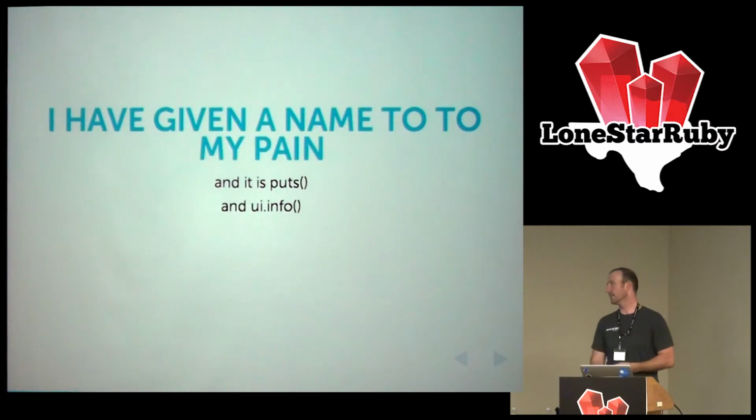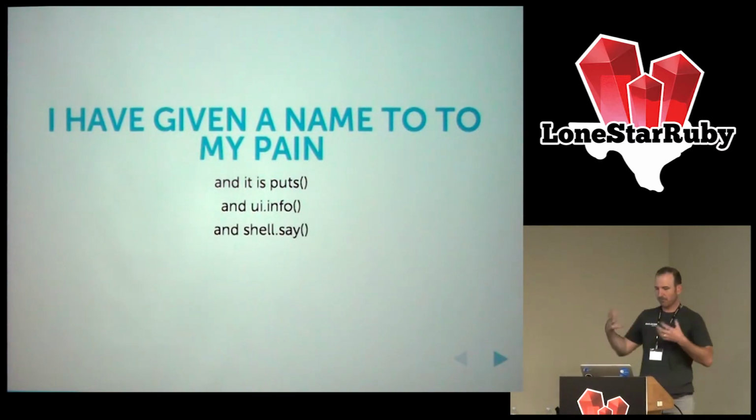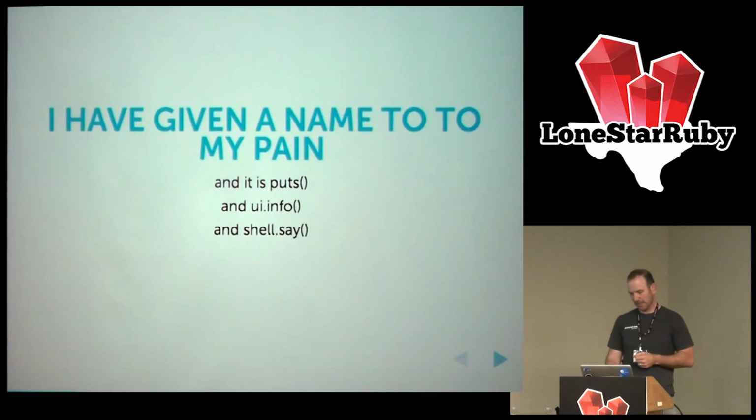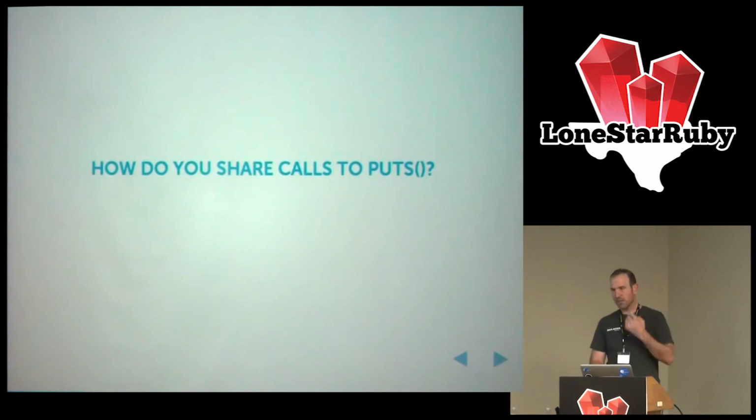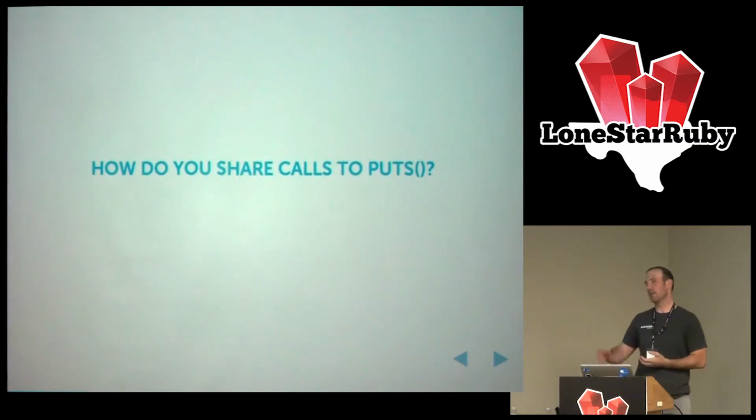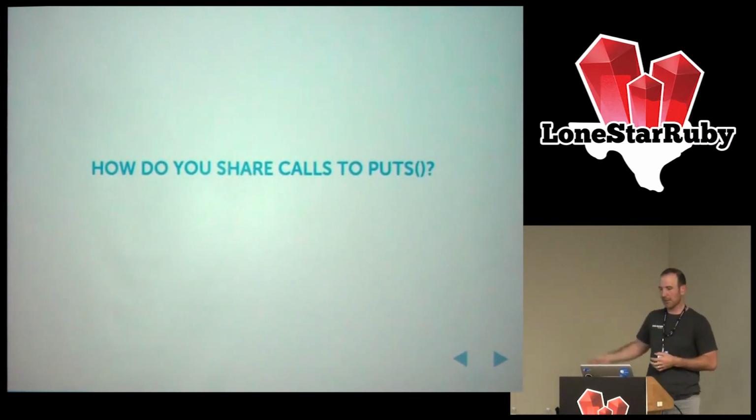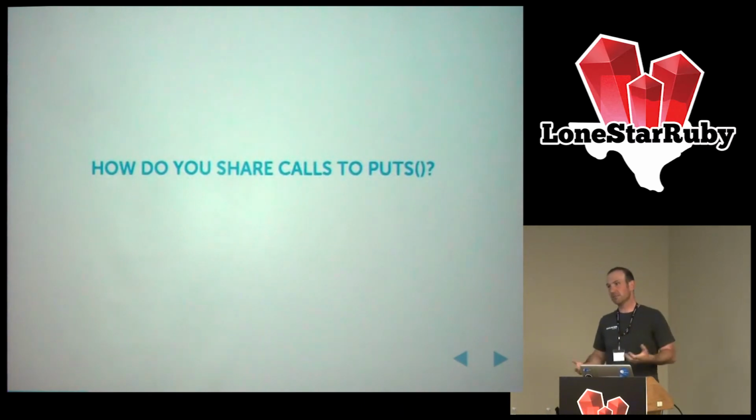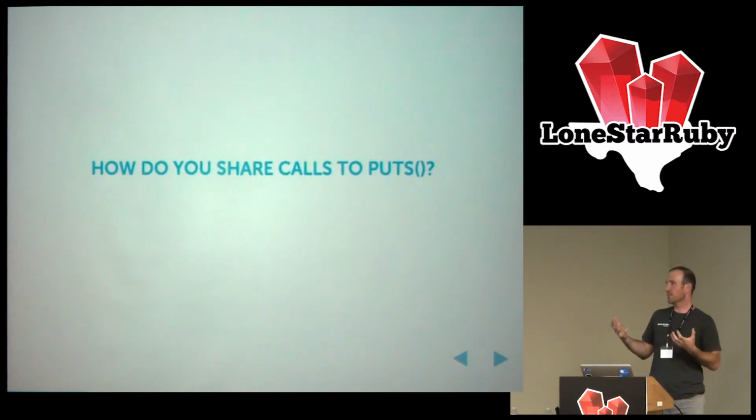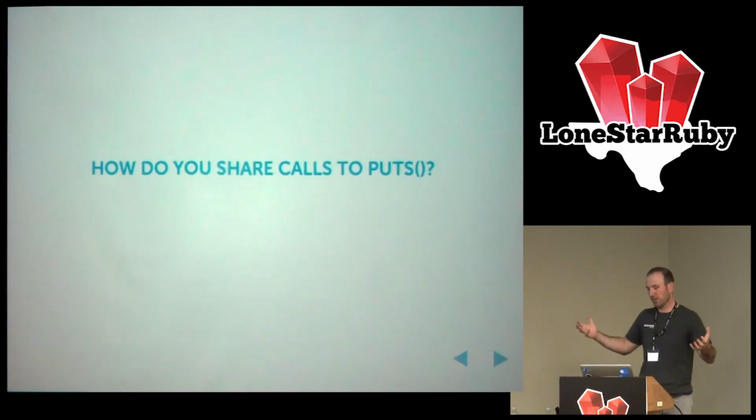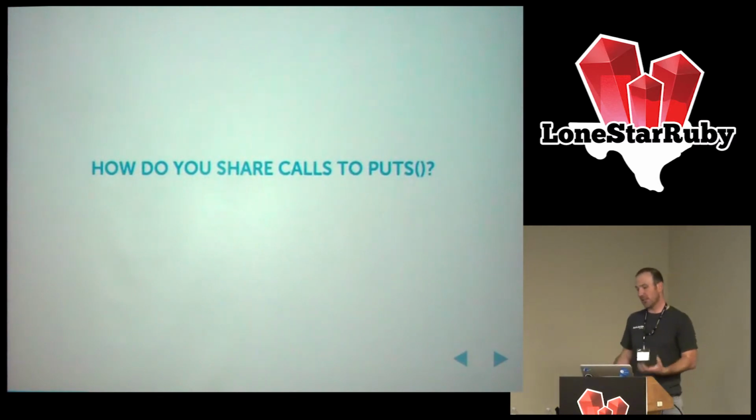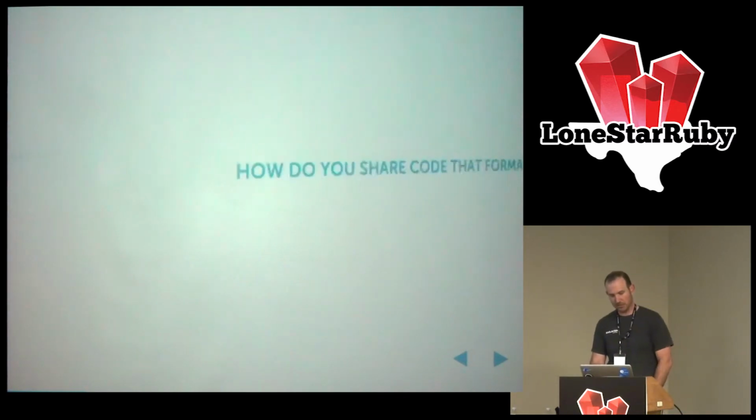You see this a lot. These are just all other realizations of the same basic anti-pattern. So how do you share calls to puts? And by puts, I mean standard out. And the thing is, you don't. There's really a dearth of techniques as your program grows to manage it. People need to generate output, but the question is how.